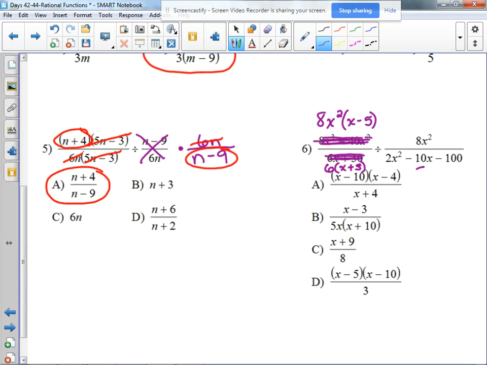I'm going to flip this one over, so my 8x squared is in the denominator. And this is becoming multiplication. And this goes to the numerator. I'm going to factor out a GCF of 2 first. They're all divisible by 2. And then I'm going to factor x squared minus 5x minus 50. X minus 10 times x plus 5. So I'm done with that one. I factored it. I'm done with that one. I factored it.